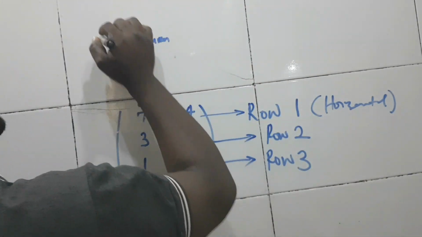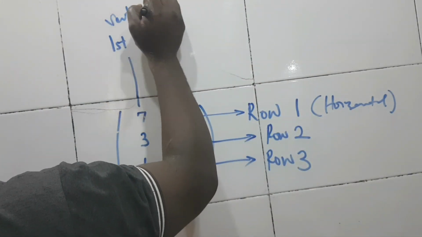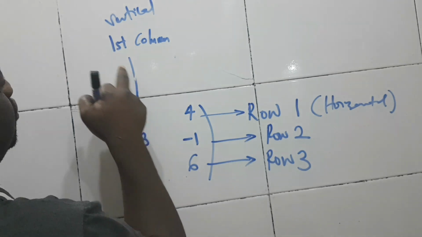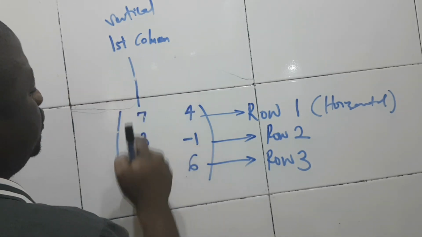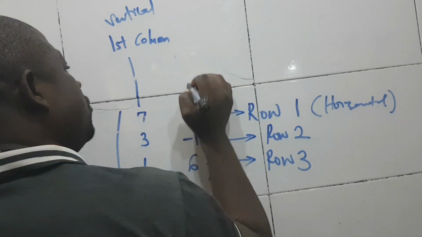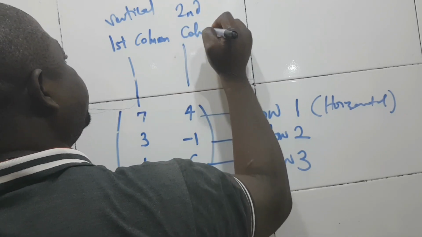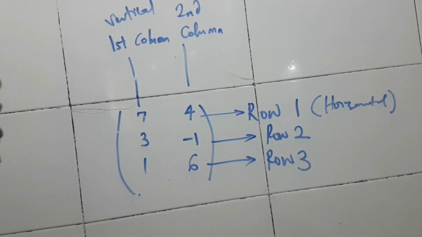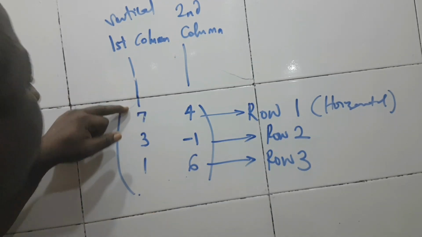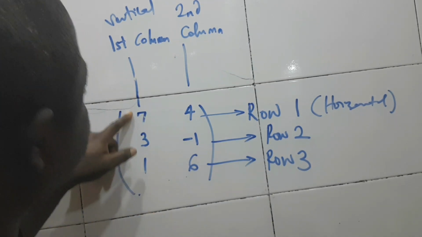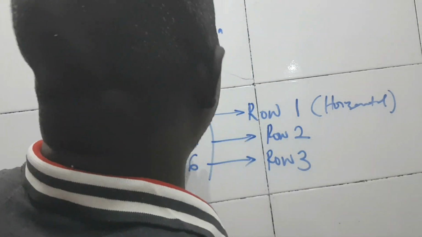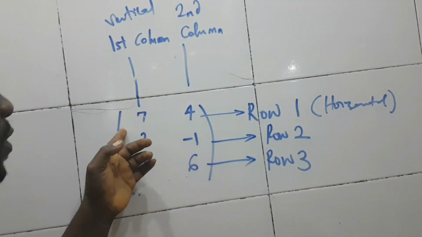Y vertical is column. So your vertical is your what? Your column. So you have the first column, the second one. This is the second column. I think that is very clear. We have the first column, as in like this. First column, second column. This is your row.